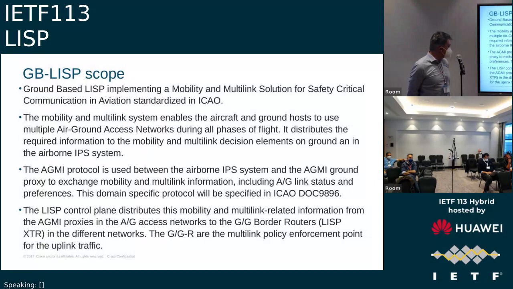And we are using LISP here mainly to distribute all the information from this ACME proxy that's located in the access networks to the ground border routers, which are LISP xTR routers, and these ground border routers are the multi-link policy enforcement points for the uplink traffic.